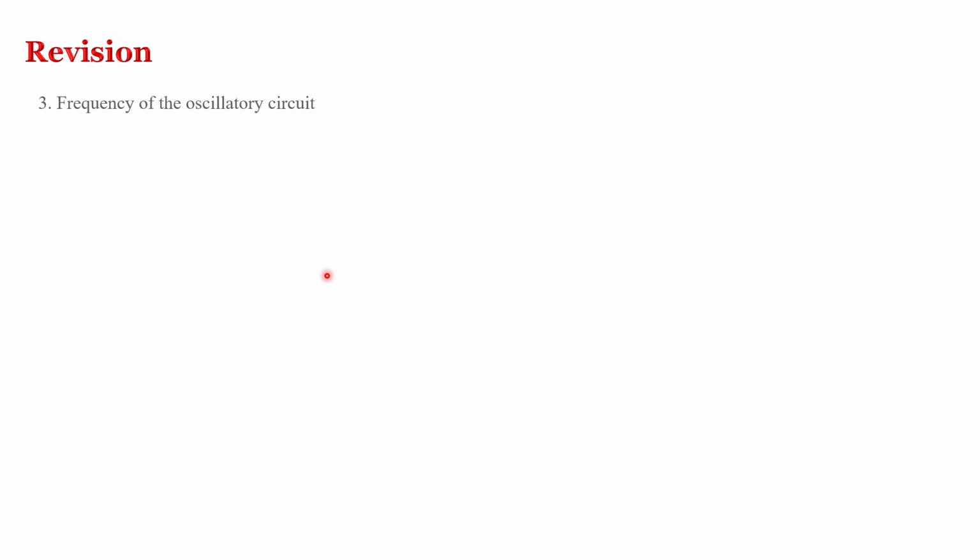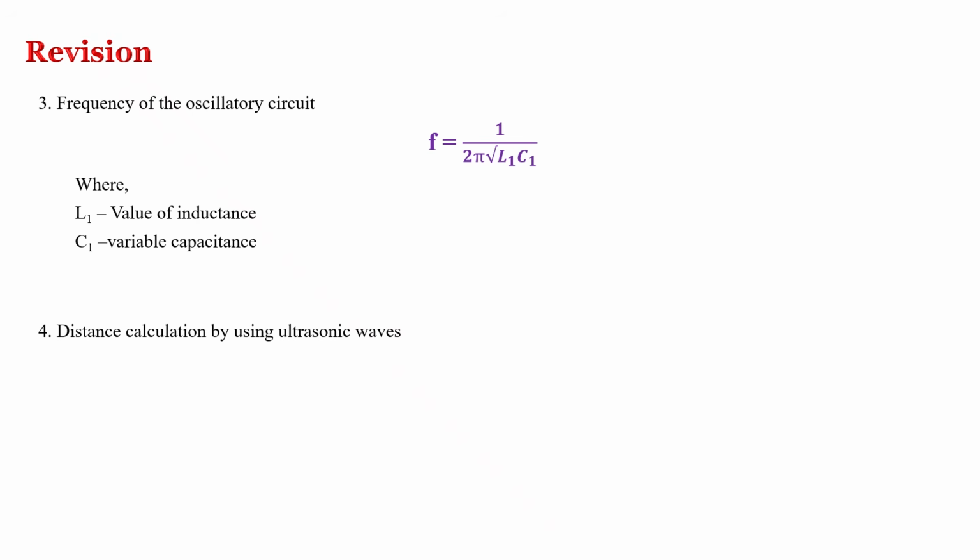Then in the theory video, we have also seen the frequency of the oscillatory circuit can be calculated with the formula f = 1/(2π √(L1 C1)). Here L1 is the value of inductance, and C1 is the value of variable capacitance.